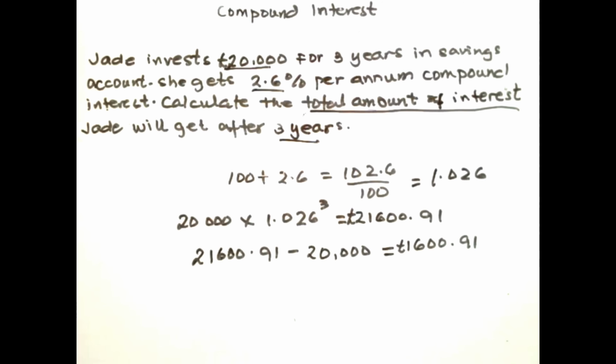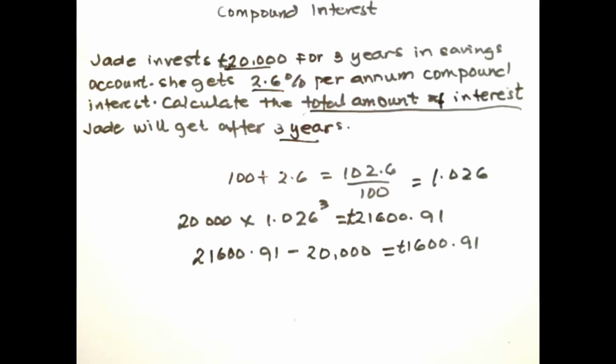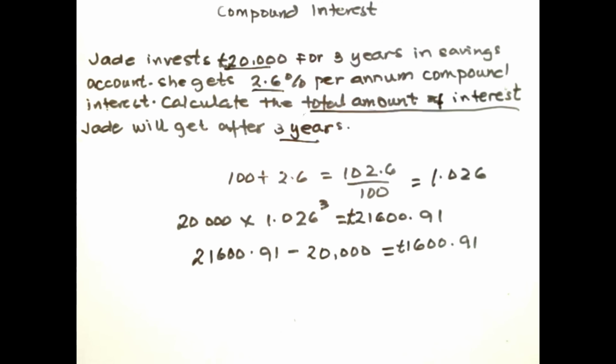So remember, in calculating money, it's always 2 decimal places, and also you have to read the question properly so you can give the correct answer, because this time they're asking for the total amount of interest, while in the other one they're asking for the total amount of money.